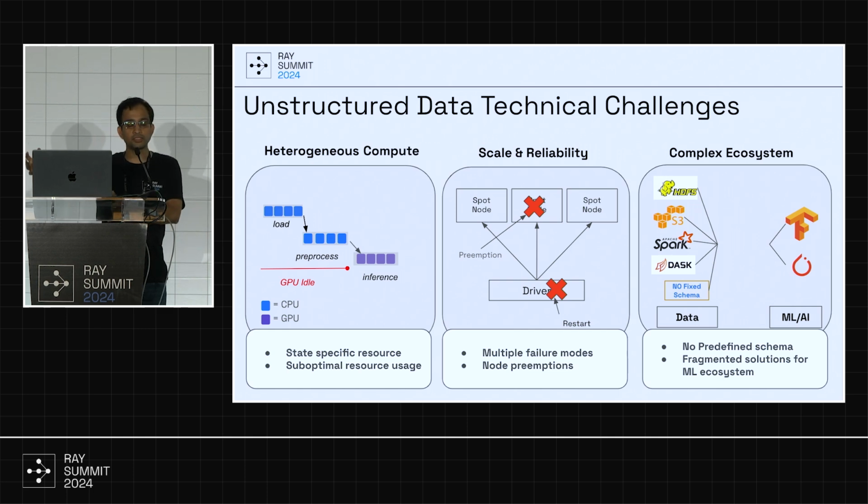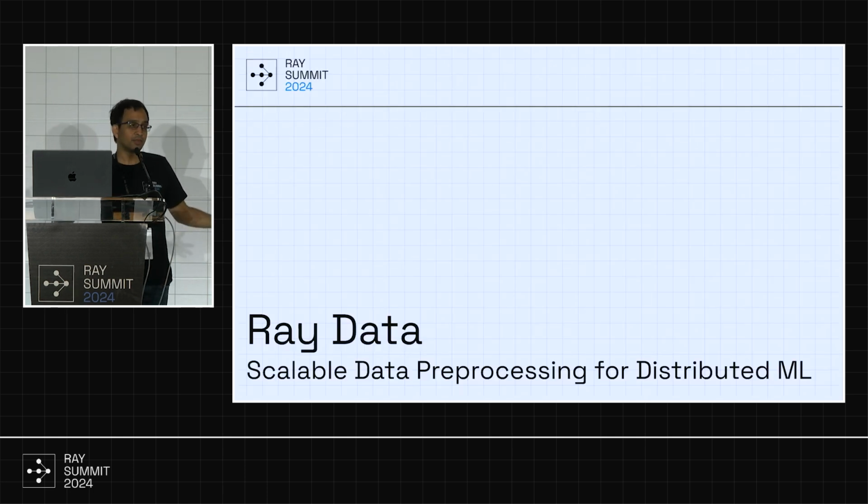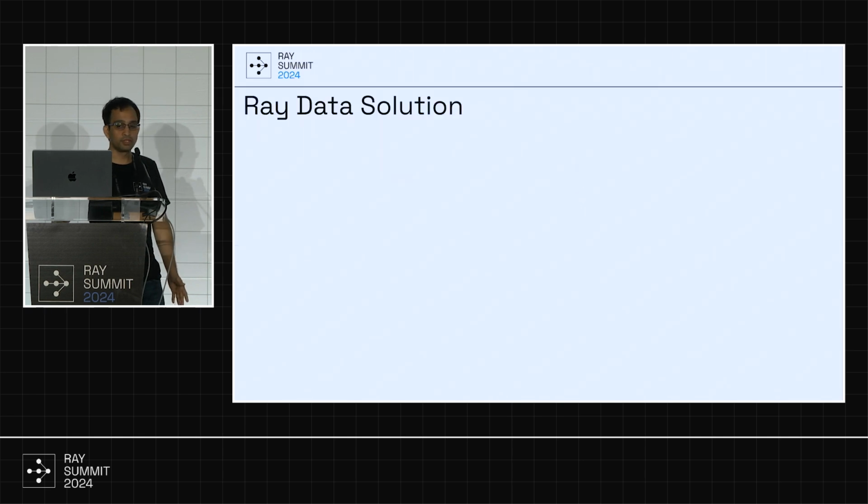On the other end, you see a traditional ML ecosystem, like your training systems or your ML inferencing systems. Today, existing solutions are very fragmented. You don't have one system which can run through all the stages of this pipeline. We claim that Ray Data helps solve all these problems.